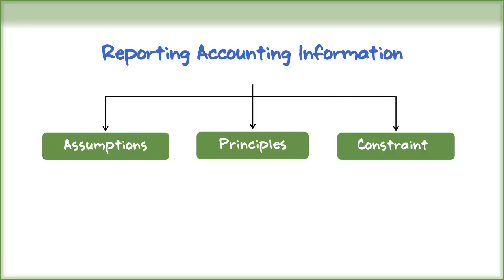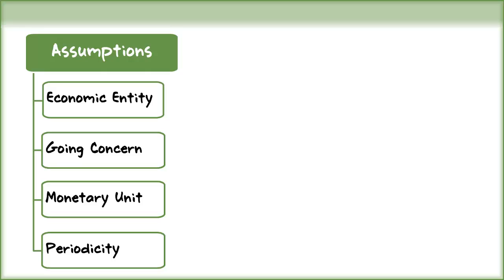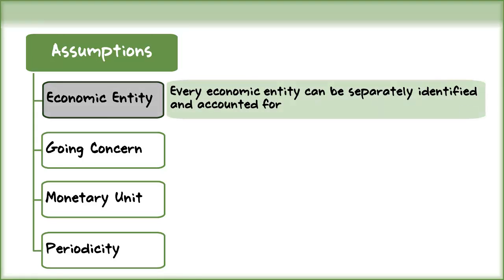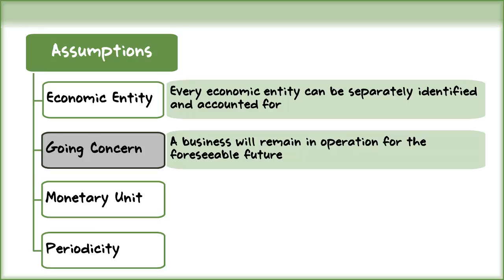In this video, we will see how to identify the assumption or principle that has been violated. The four accounting assumptions form the basis for recording transactions and preparing financial statements. First, the economic entity assumption states that every economic entity can be separately identified and accounted for. Next, under the going concern assumption, it is assumed that a business will remain in operation for the foreseeable future.